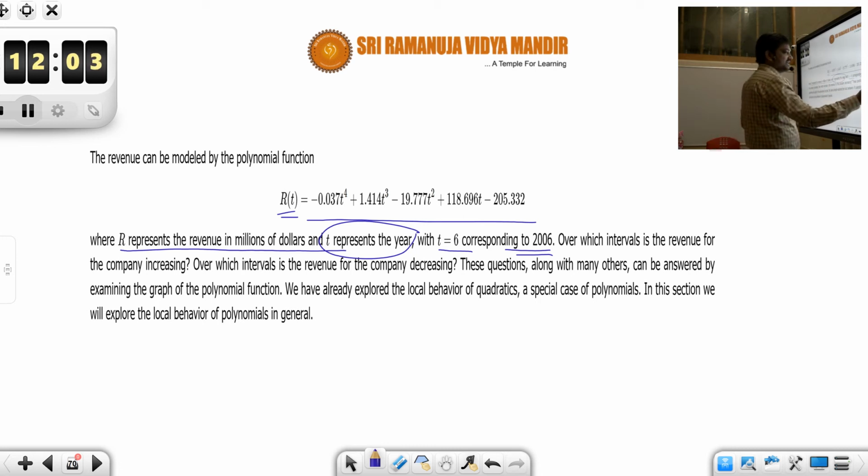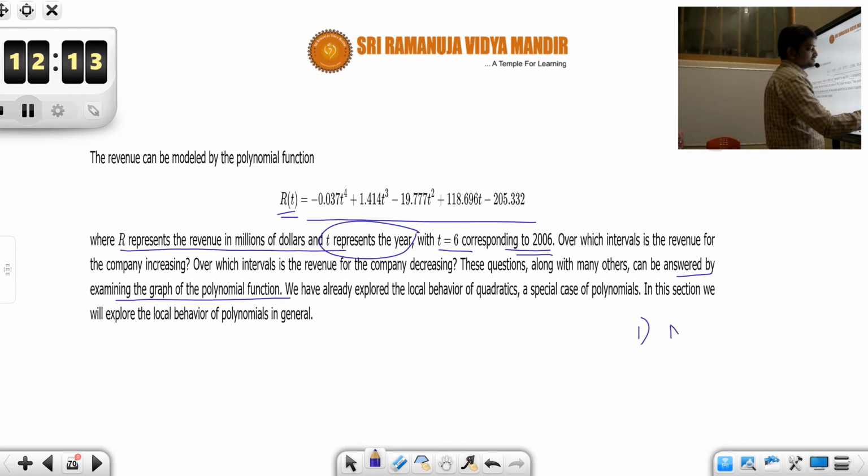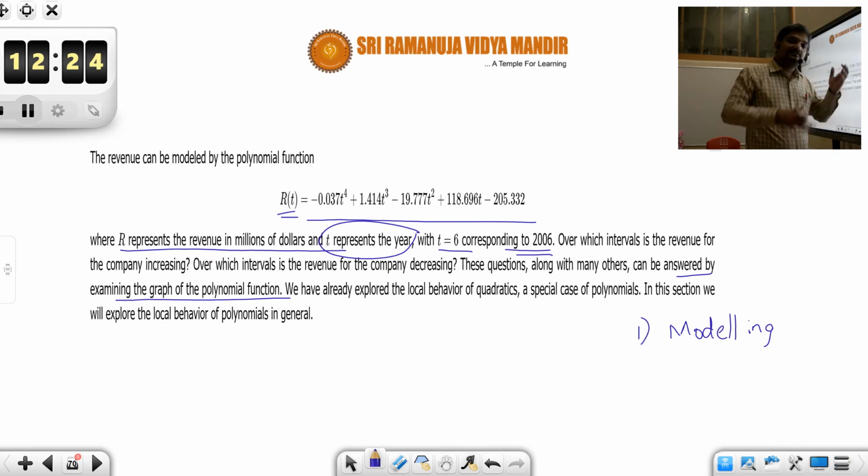These questions, along with many others, can be answered by examining the graph of the polynomial function. See, one question is modeling. At this point you don't worry about this modeling part. The main key point is that those types of data we can model with polynomial functions. But look at this: over which intervals is the revenue for the company increasing, or over which intervals is the revenue for the company decreasing?